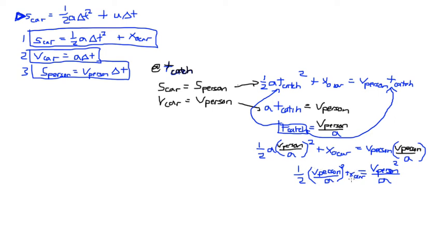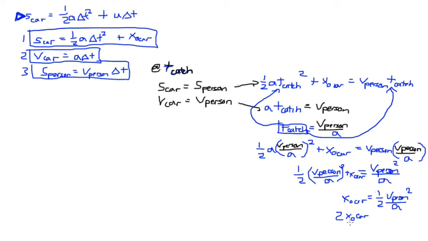Right. So now, let's move this around so we can eventually cancel out everything and leave V person by itself. So I'm going to subtract 1/2 V person squared over A from this side, and that leaves me with X 0 car, that's the position of the car, equals 1/2 V person squared over A. That's nice. Now I'm going to multiply this side by 2 to get rid of that 1/2. So it's going to be 2 X 0 car still.